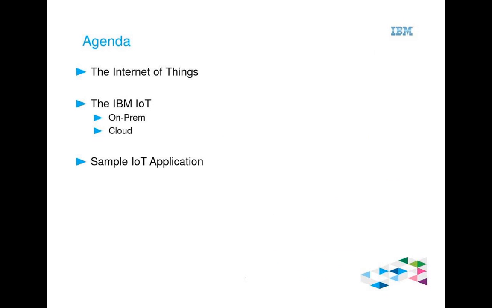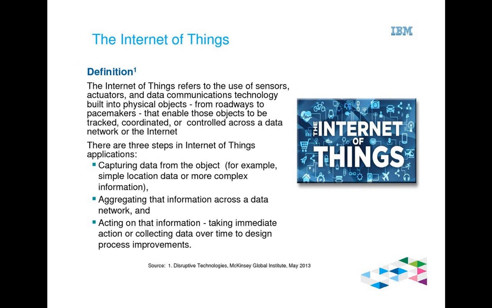So moving ahead, first thing first, what is Internet of Things? It is, as the name implies, any sensor or actuator or any data communication technology which is built into an object, which you can connect to, from which you can get data, and on which you can take some action, you can send a command.